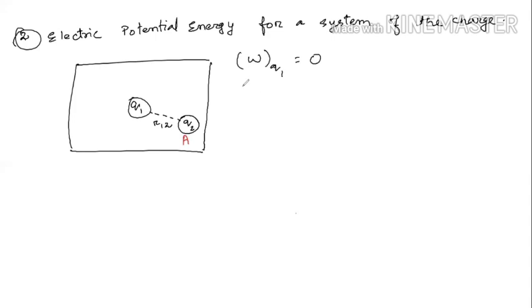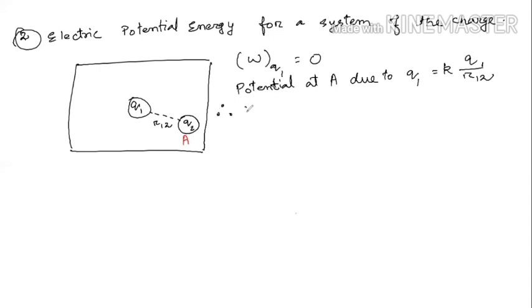Okay, so we will have potential at A due to Q1, which is nothing but K Q1 by R12. This is the potential at A due to Q1, and at this point A only you have brought your charge Q2. So since you have brought this charge Q2, it is performing certain work, and that work is stored at this point A.